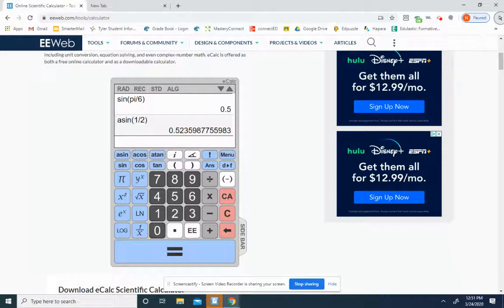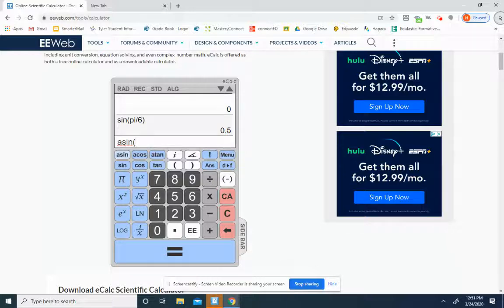So like, say, for example, you wanted to find sine of pi over 6. Well, you press the sine button, and you do pi divided by 6, close parentheses, and then press enter. And there you go. And also, if you needed to do inverse, here is A inverse.